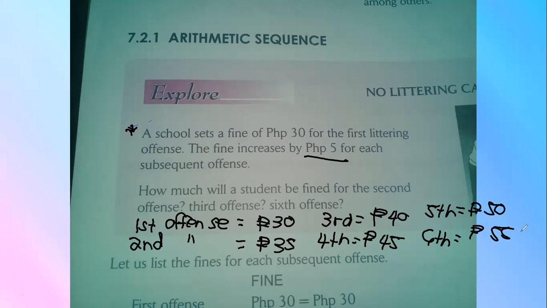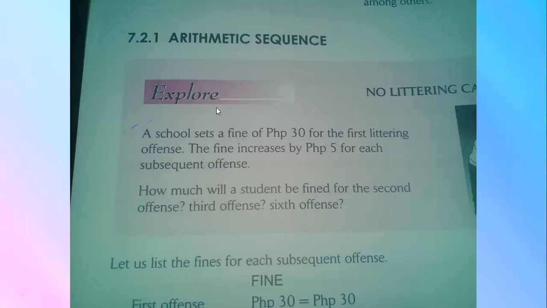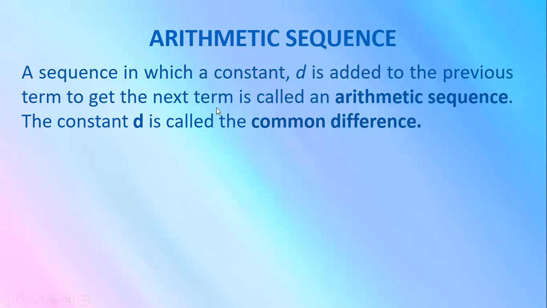So ano yung napapansin niyo? So what have you noticed? Merong 5 pesos na common difference, no? So pag dinefine natin ang arithmetic sequence, it is a sequence in which a constant d is added to the previous term to get to the next term. So ito yung tinatawag na arithmetic sequence. So yung constant d na to is what we call the common difference.